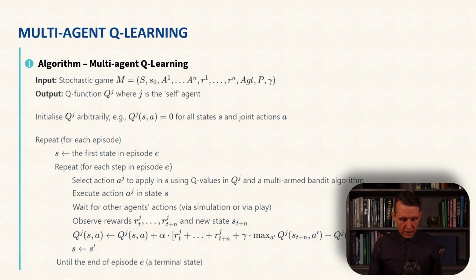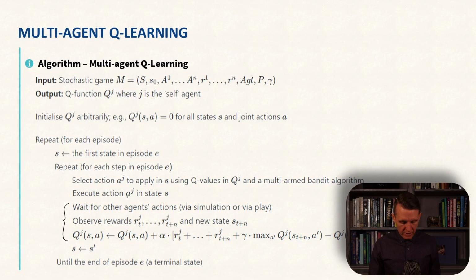What we want to do is learn a Q function Qj for player j, which is the agent that we're learning for. We initialize this arbitrarily like normal. Then multi-agent Q-learning looks very similar to standard Q-learning. We have a series of episodes. We then select actions using a multi-arm bandit algorithm, execute those actions, wait to see the outcome, and update our Q function. The primary difference is in these three steps here.